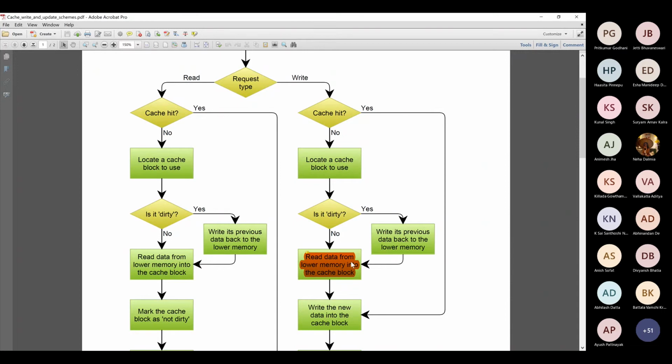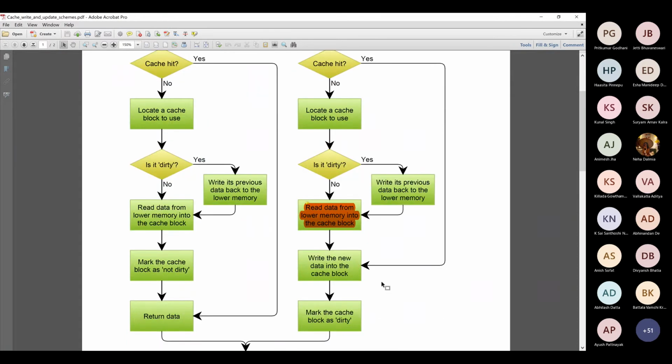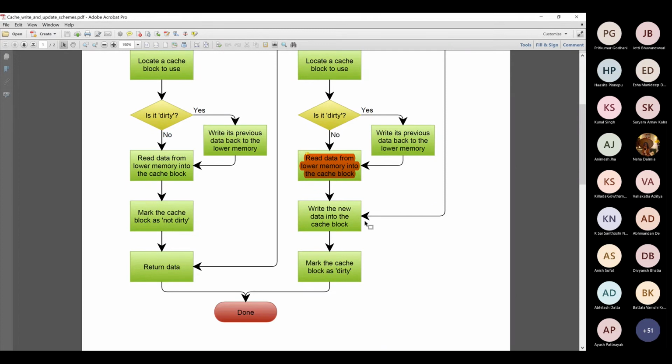Why is this red marked? I will upload this on Moodle. There are some comments written here. You download this file and have a look at the comments. So you read data from memory into the cache block. Overwriting is fine because you have taken care to write the dirty block into the lower memory. If it is not dirty, you don't care. You just overwrite.